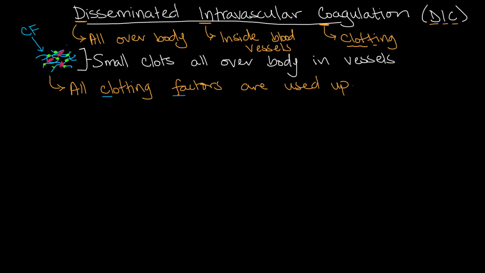We won't go into too much detail about the mechanism of DIC, but some of these small clots can be triggered by proteins secreted by the placenta. And so in cases of placental abruption, for example, and we'll talk about that in another video, the placenta releases proteins into the mom's body, which causes these small clots to form. And then that leads to consumption of all the clotting factors in DIC.